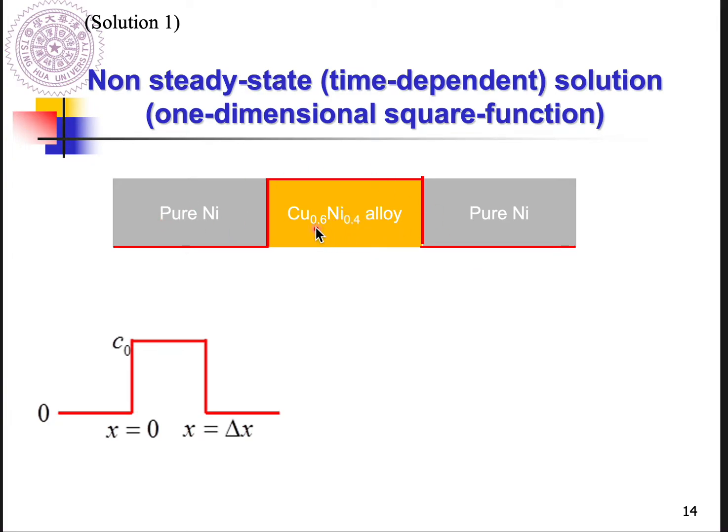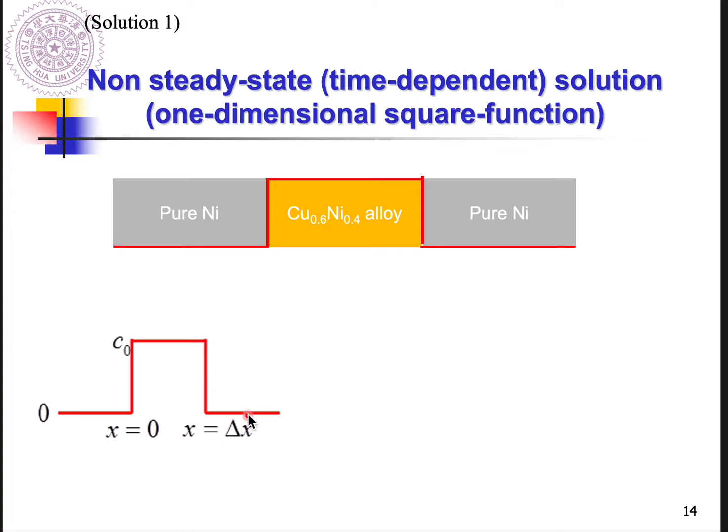Here we inserted the copper-nickel alloy in between the nickel materials, and we try to plot the profile of copper at t equals 0, that means before the diffusion. Then it will be like this, we call it a one-dimensional square function. If our case is like this, can you get the solutions? Actually, from the previous case, we know the solutions for what? For a step function, and now it's a square function.